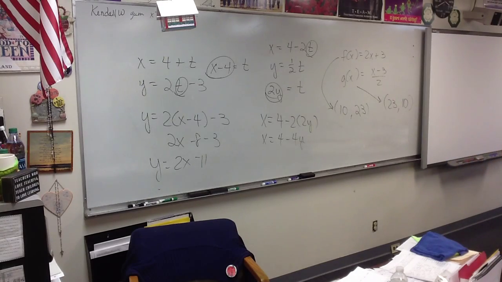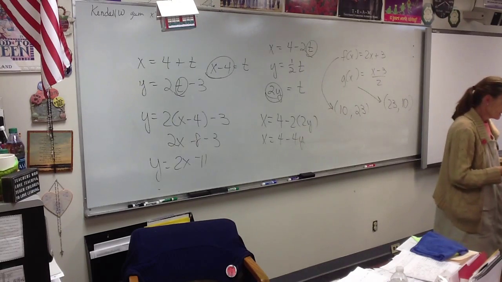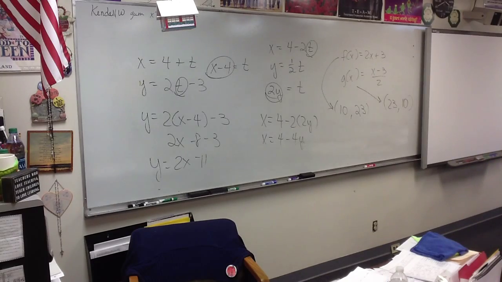Is the original picture a function, the picture I drew there? Yes, it passes the vertical line test. Is its inverse a function? No, it does not pass the horizontal line test. Is it 1-to-1? No, because to be 1-to-1, you have to pass both.